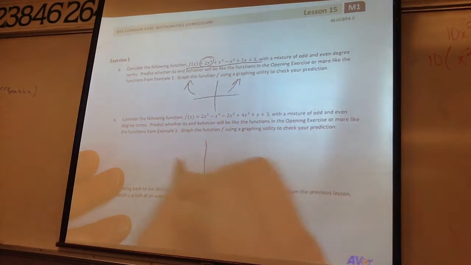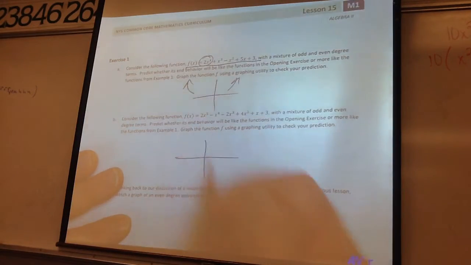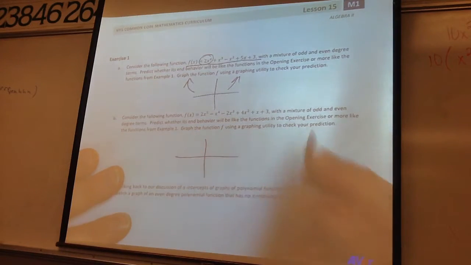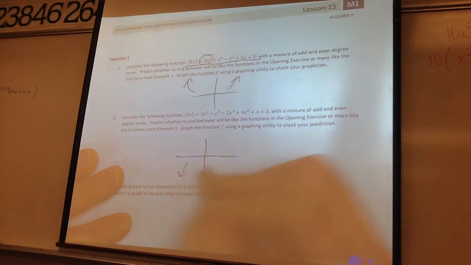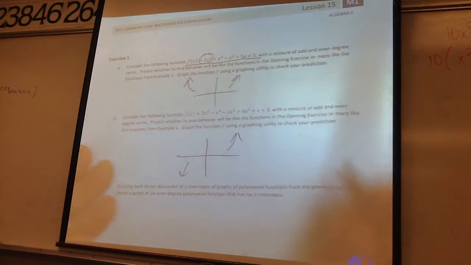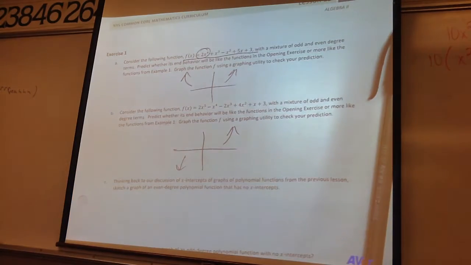X to the fifth. I've already told you all this. What happens at the ends? One goes up, one goes down. Down on the left, up on the right. It could do anything weird in the middle, I don't know, but I'll know that if you move out to the left, it'll go down. As you move out to the right, it'll go up.